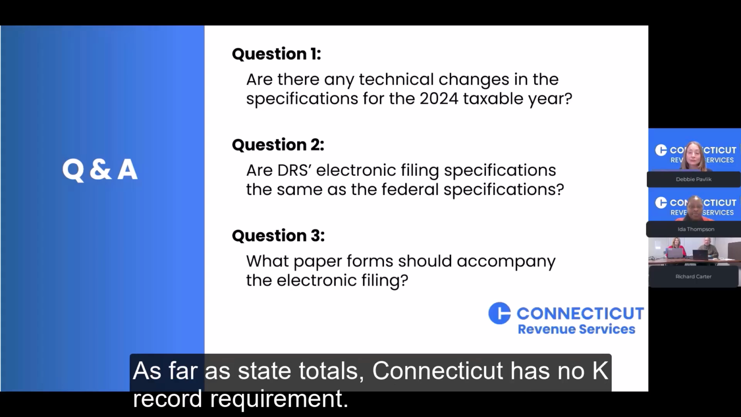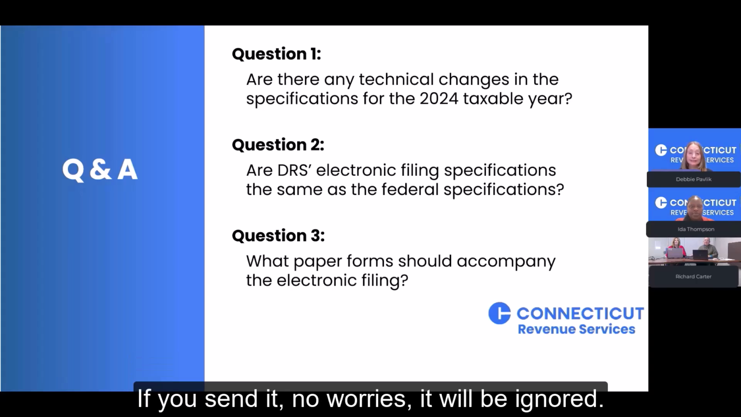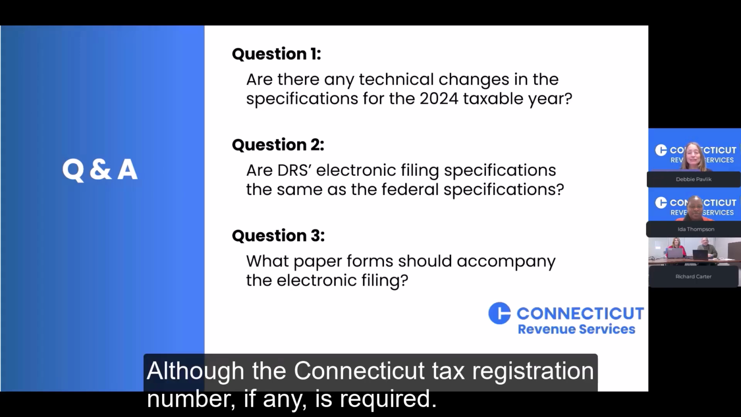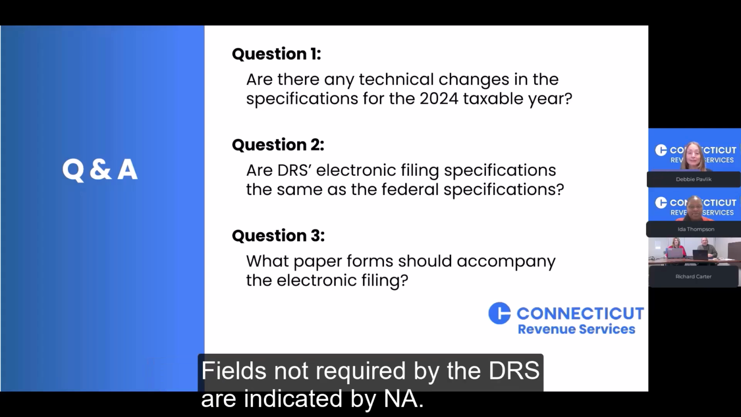As far as state totals, Connecticut has no K record requirement. If you send it, no worries, it will be ignored. Sort of like when I call my cat and she just ignores me. Although the Connecticut tax registration number, if any, is required. Fields not required by the DRS are indicated by NA.